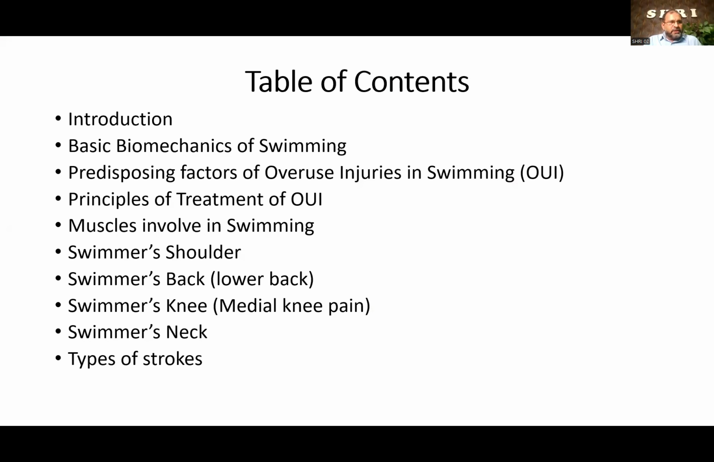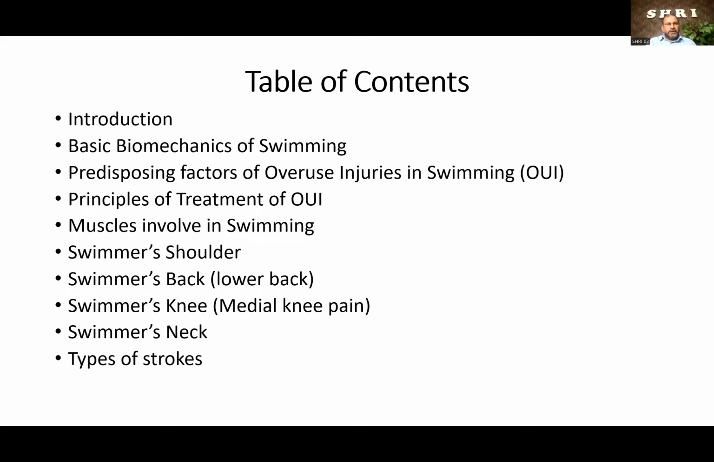A small introduction about swimming, and without the basic biomechanics of swimming we won't be able to diagnose the disease early and treat early, and predisposing factors of overuse injuries in swimming, and principles of treatment of overuse injuries. And of course, you should know your basic anatomy that we were studying from the beginning of our medical school. That is the musculoskeletal system. Without having knowledge in the musculoskeletal system, you won't be able to diagnose sports-related musculoskeletal injuries.